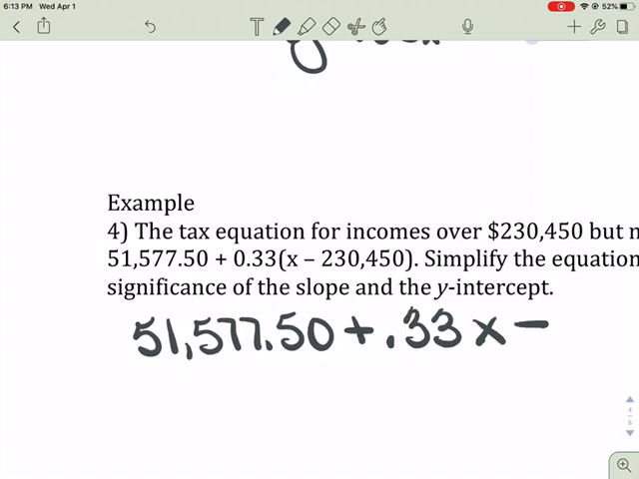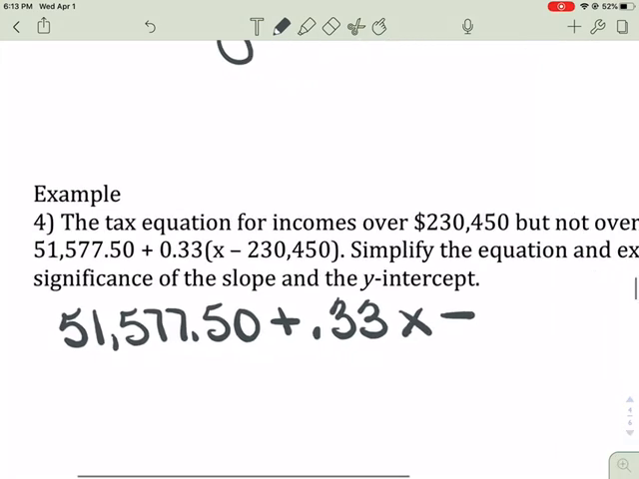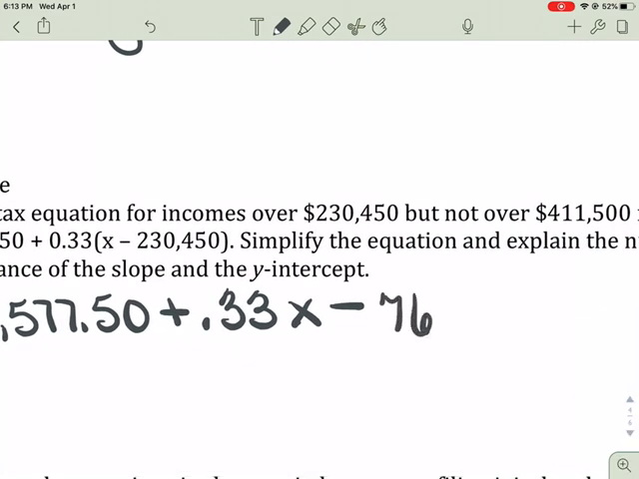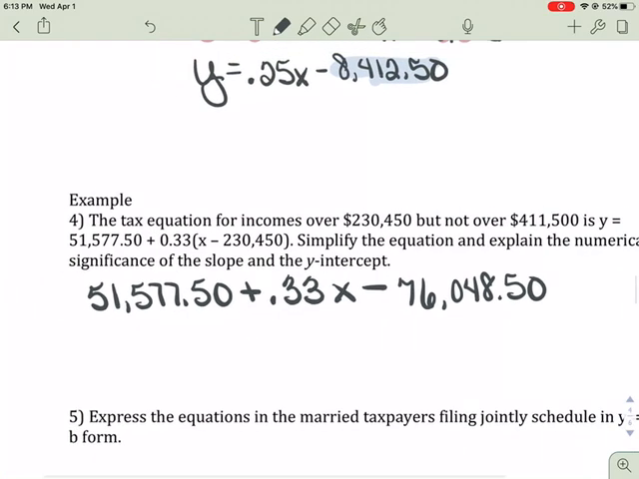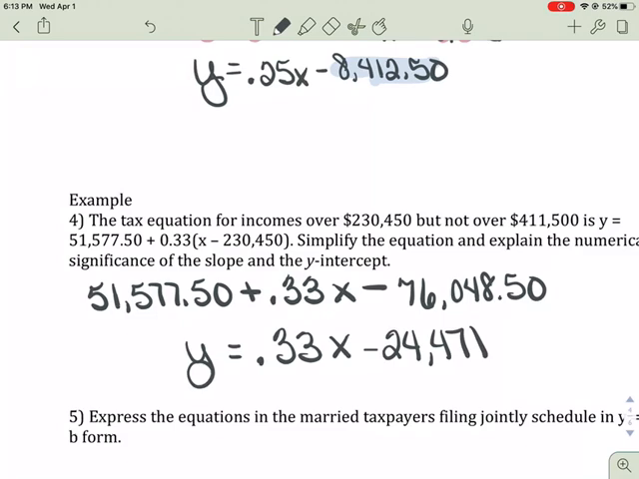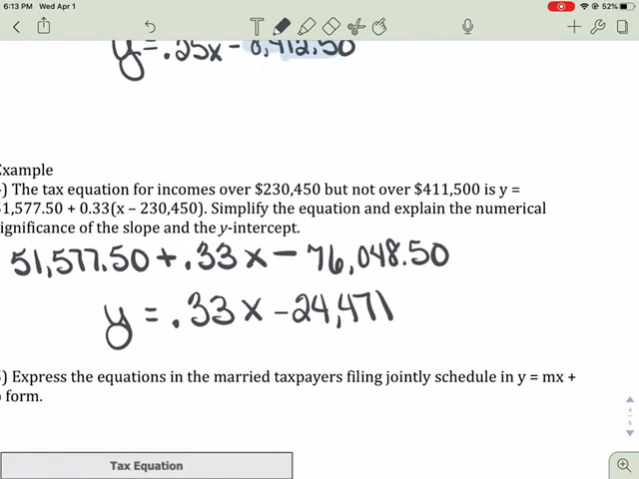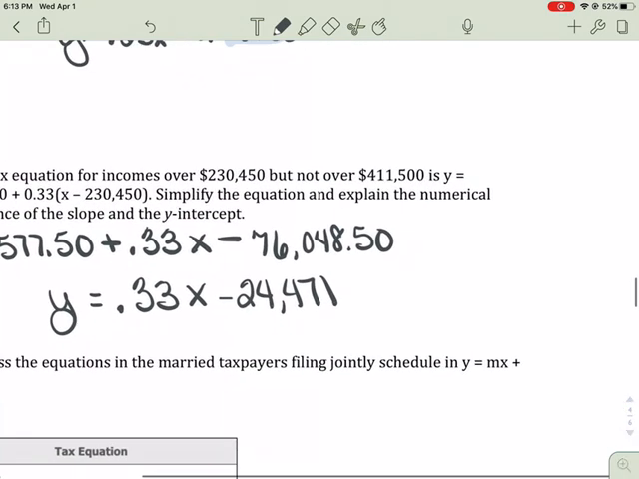0.33 times 230,450. I get $76,048.50. And I'm going to subtract that from the 51,577.50 that we have there. So we get y equals 0.33x minus $24,471. And no, no 50 cents.